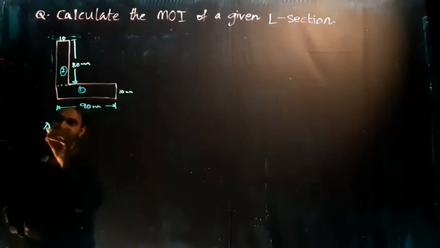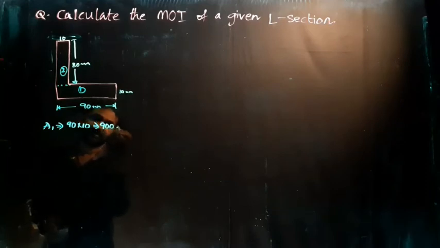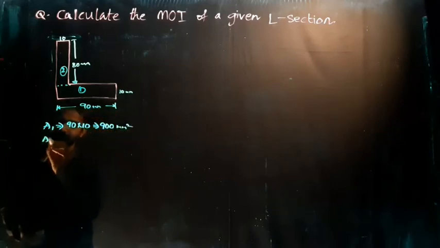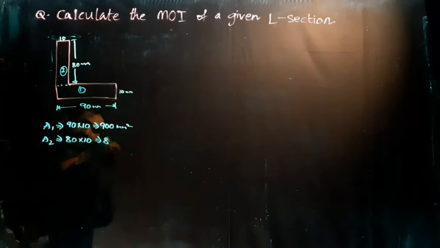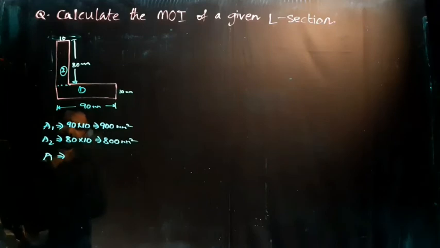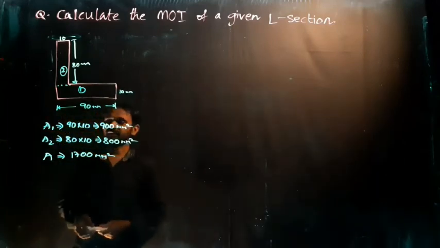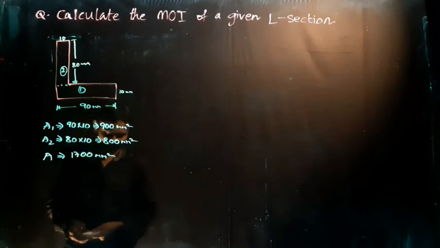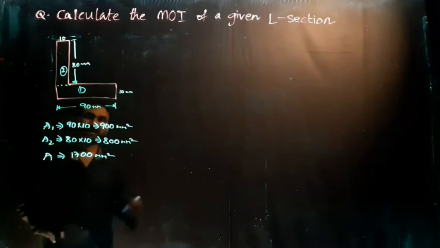Let's find out A1 first. Here A1 is equal to 90 into 10, so this is equal to 900 mm square. A2 equal to 80 into 10, which is equal to 800 mm square. Therefore, capital A equal to A1 plus A2, so this will become 1700 mm square. Now I got the value of A1, A2 and capital A. Now I need to calculate x1, x bar as well as y bar. Before going for that, I need to calculate x1 as well as y1.